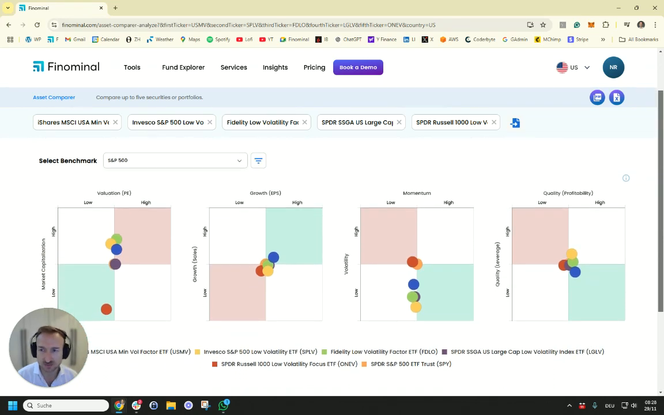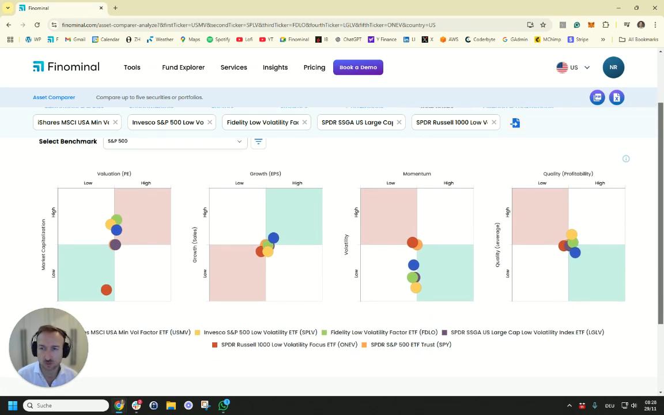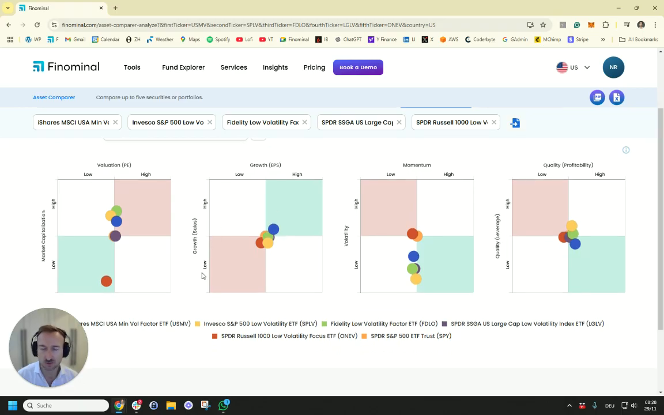So this is a holdings-based factor exposure analysis where we effectively look at the portfolios of those 5 ETFs compared to the S&P 500. Now we can see different fundamental metrics: market capitalization, growth, momentum, volatility, and also quality. And if you look at portfolios from a volatility perspective, we do see that 4 of those ETFs have portfolios comprised of stocks that are less volatile than that of the S&P 500.